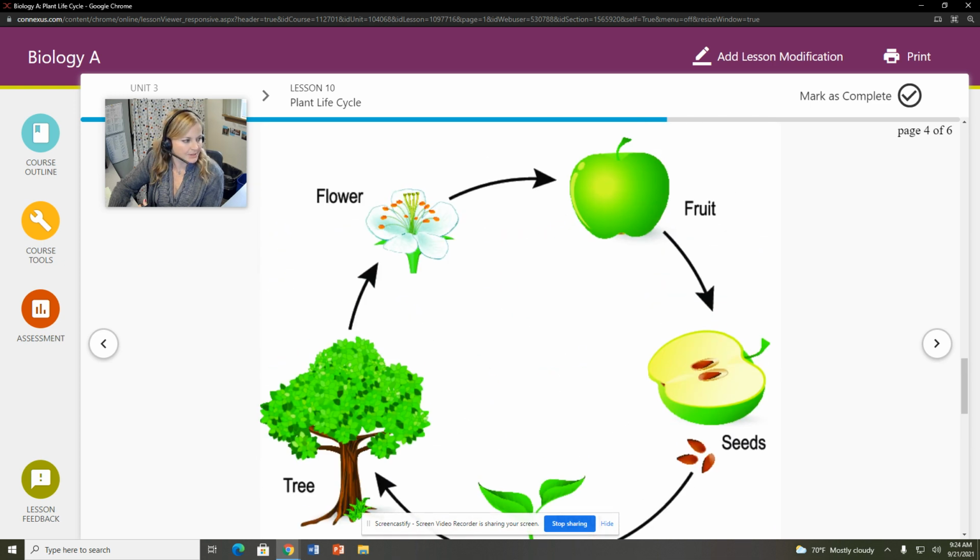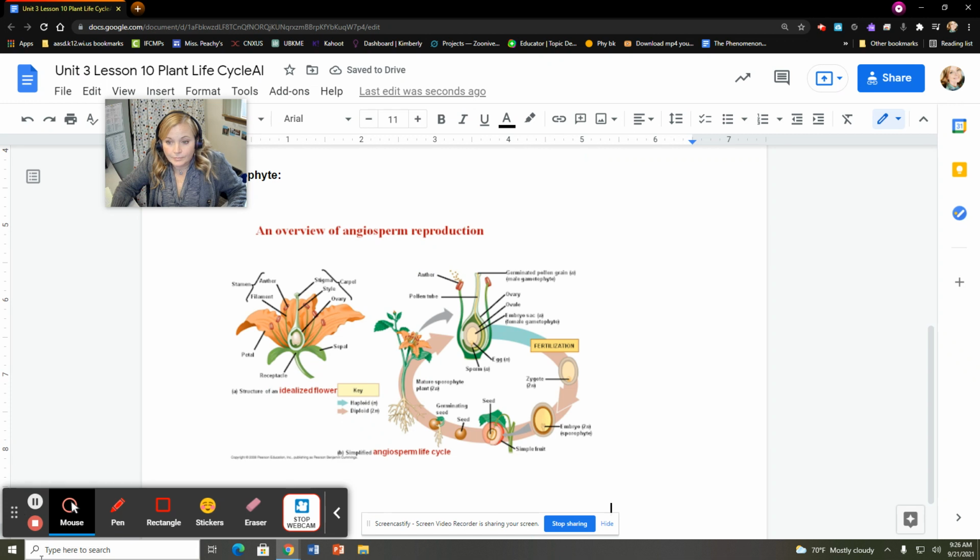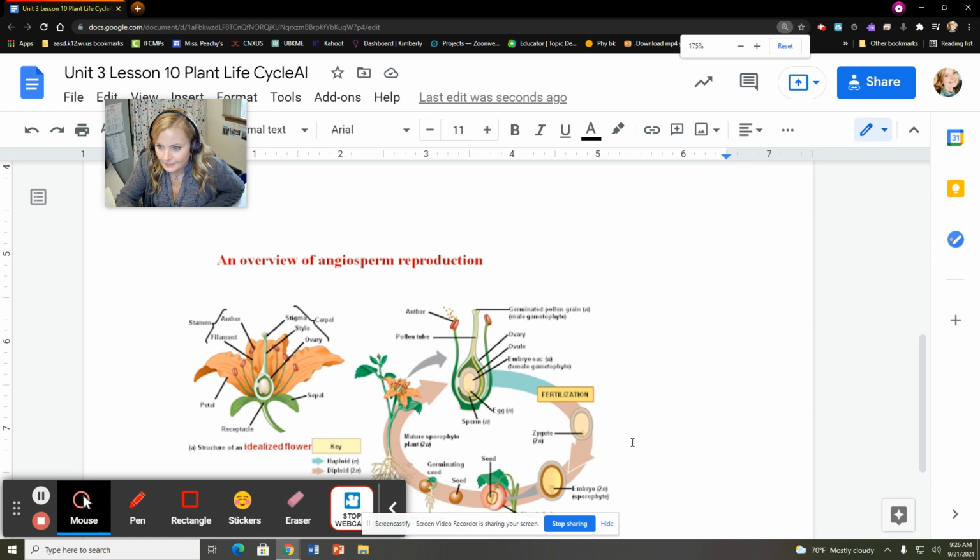I'm going to just give me 1 second. I'm going to show you a better picture. All right, so what I wanted to show you here was a better picture, I think, to illustrate that we still have the alternation of generations happening in a flowering plant. This is a flower, but all trees that produce apples are flowering plants. We call these guys angiosperms or anthophytes, depending on which level of classification you're looking at.